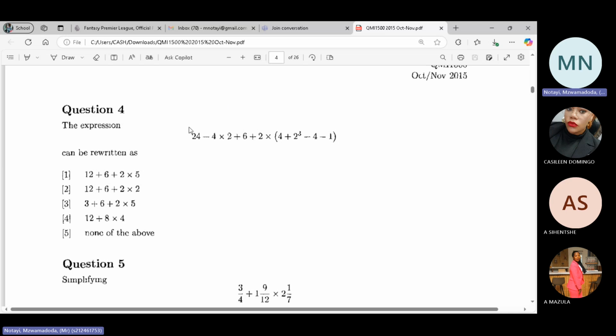Number 4 says the expression 24 minus 4 times 2 plus 6 plus 2 times, open bracket, 4 plus 2 to the power 3 minus 4 minus 1, close bracket, can be rewritten as: number 1, 12 plus 6 plus 2 times 5. Number 2, 12 plus 6 plus 2 times 2. Number 3, 3 plus 6 plus 2 times 5. Number 4, 12 plus 8 multiplied by 4, or none of the above.